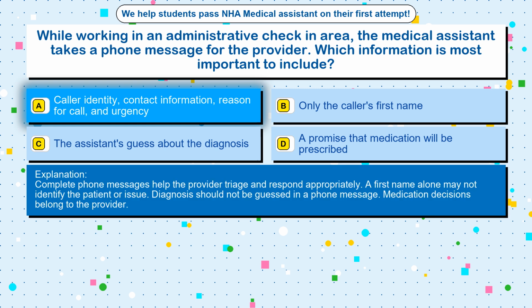Complete phone messages help the provider triage and respond appropriately. A first name alone may not identify the patient or issue. Diagnosis should not be guessed in a phone message. Medication decisions belong to the provider.